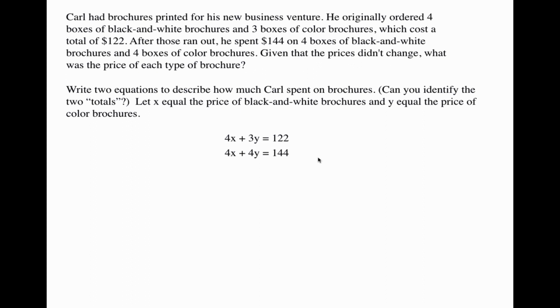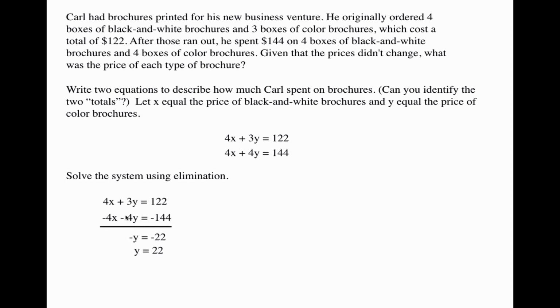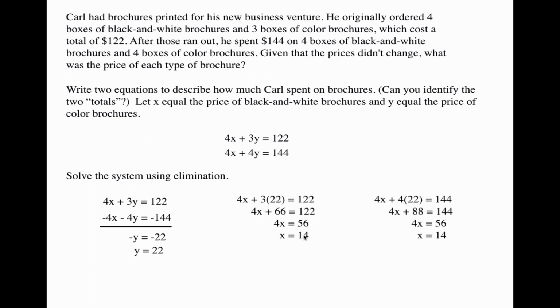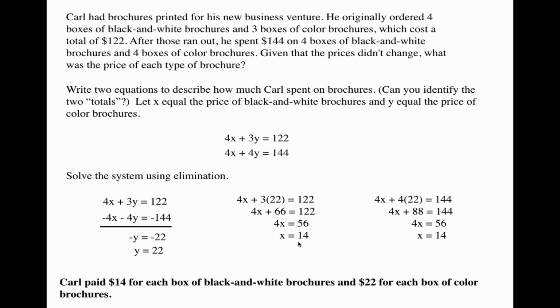All right, so we can't really combine the 2 equations yet. So what I'm going to do is multiply the first equation by -1. You could have done the same with the second equation. Many of you probably did that to avoid negative numbers. I did not. So that leaves us with negative y equals -22. Multiply both sides by -1, you get y equals 22. Plug that back in, and you get x equals 14, which leads us to the conclusion that Carl paid $14 for each box of black and white brochures and $22 for each box of color brochures.